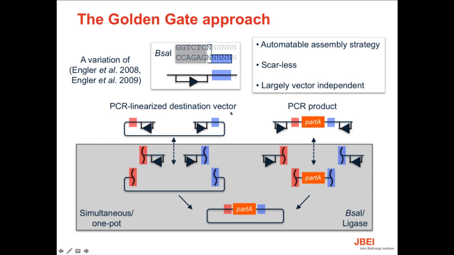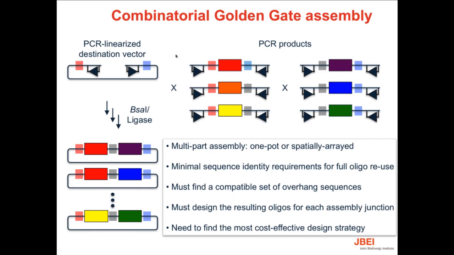Now, just as with the flanking homology methods, with Golden Gate assembly you can be putting together multiple fragments at the same time. Again, just following the colors as you go through the process.